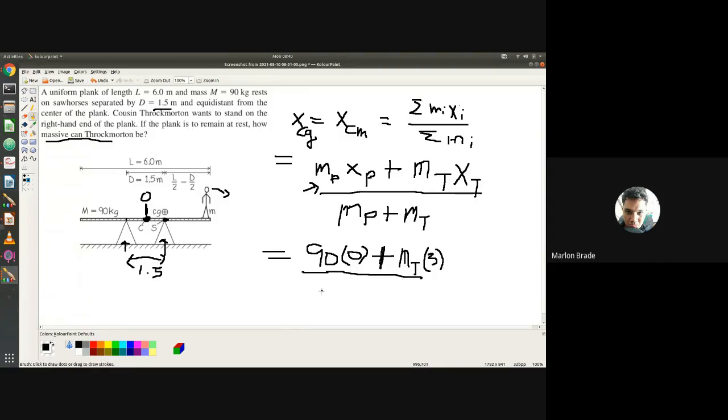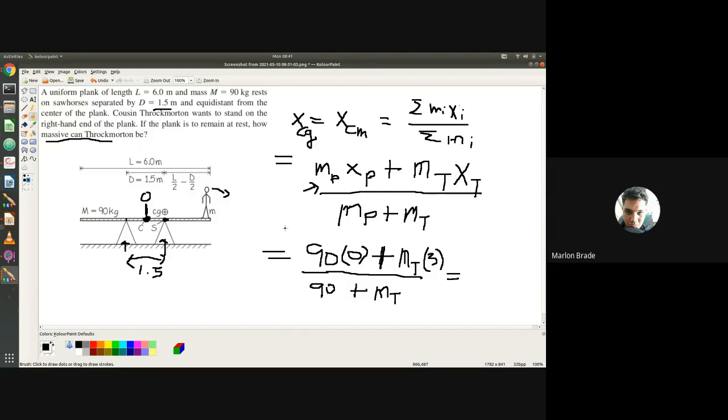Divided by mass sa plank which is 90 plus mass ni Throckmorton. And this is actually equal to, pila man siya? Asa ang location sa imong center of mass? Unsa kalayo ang imong center of mass with respect sa imong gipili nga origin? Zero? Ang center of mass atong time nga nagsakay si Throckmorton, di ba ingon ko? Sa wa pa nagsakay si Throckmorton, ang position sa center of mass sa plank is center. At the time nga nagsakay si Throckmorton, dungag usa ka particle. So nahitabo na usab ang position sa center of mass o sa center of gravity.